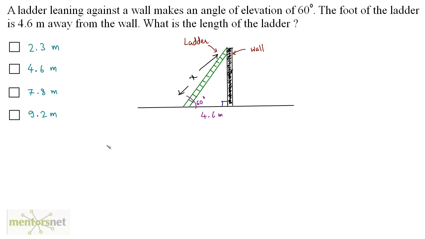What we can do is take the cos of this angle. So cos of 60 is equal to adjacent upon hypotenuse, that's 4.6 upon x. Well, the cosine of 60, if you look at the trigonometric table, you'll get it as 1 by 2. Cos 60 is half. So this is equal to 4.6 by x. Therefore I can say x is equal to 4.6 times 2, and that is equal to 9.2 meters. So the length of this ladder is 9.2 meters, and that is option D.